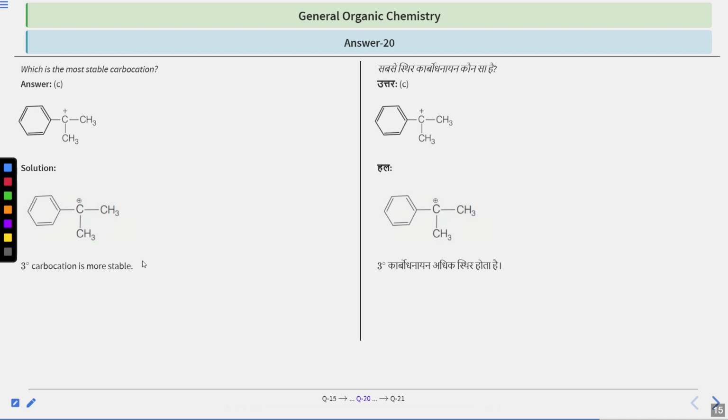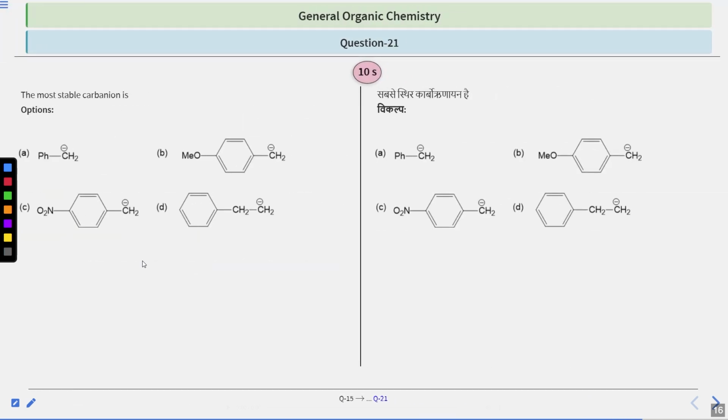Okay, move on to the next question. Question number 21. The most stable carbanion is. Now we have given carbanions. We have to tell which is most stable. First one, phenyl CH2 negative. Second one, MeO connected to a benzene ring connected to C negative H2. Third, NO2 connecting to a benzene group connecting to CH2 negative. And in the D option, a benzene ring connecting to CH2 C negative H2. You have 10 seconds. Think about this question. After that, we will see the answer.